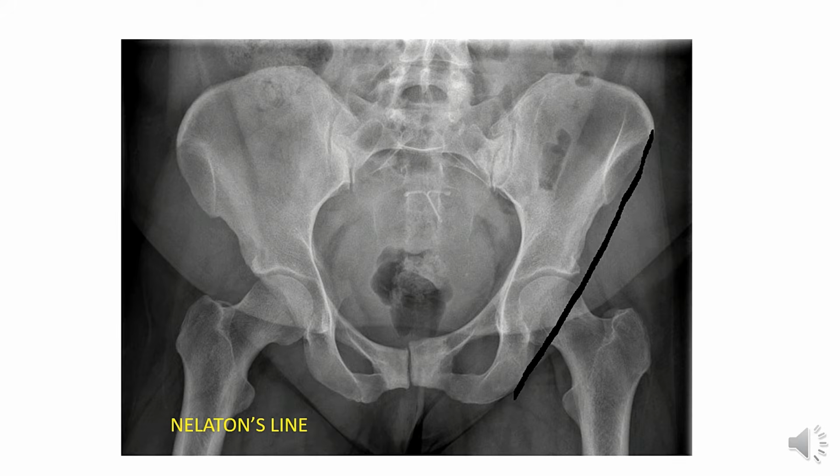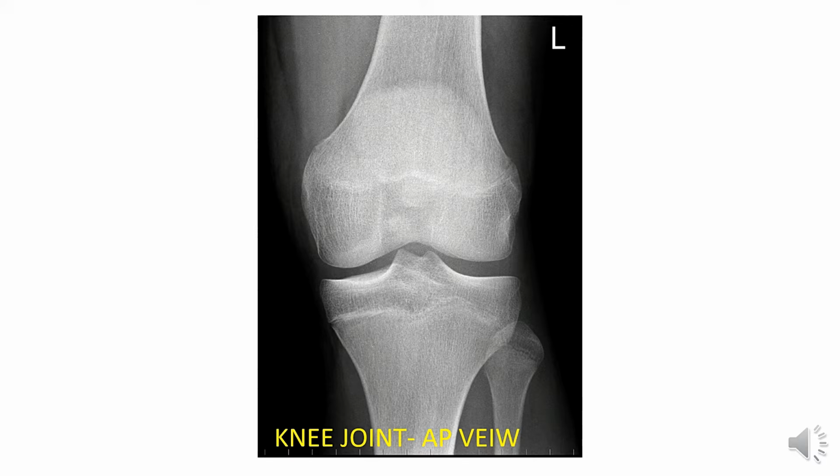So this is about the X-ray of a hip joint. Now we see the second X-ray, that is an X-ray of a knee joint. First, how to read this X-ray? First type, it is a plain or a simple type antero-posterior view of a knee joint.